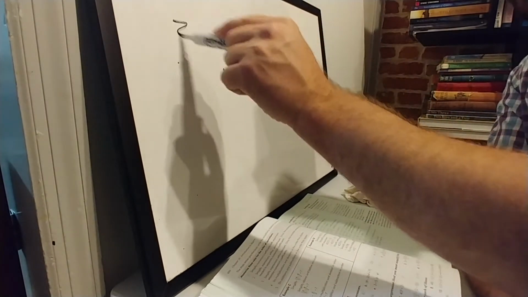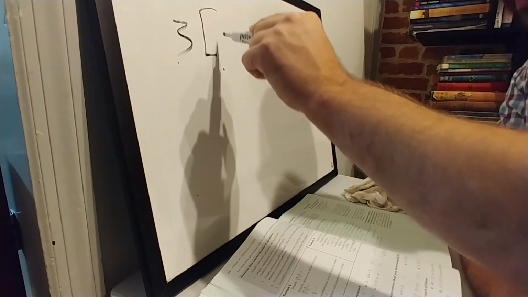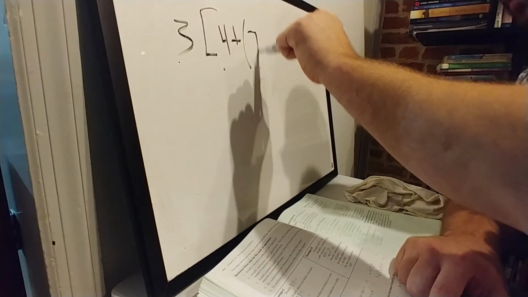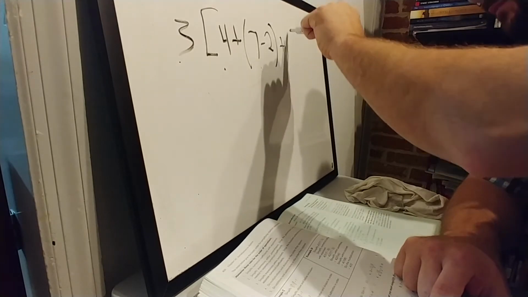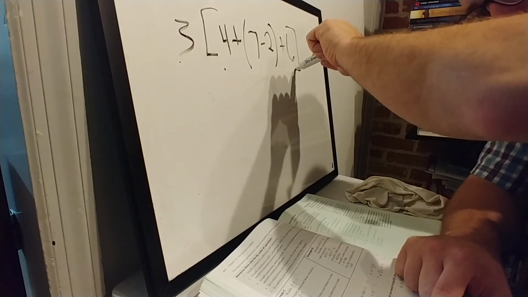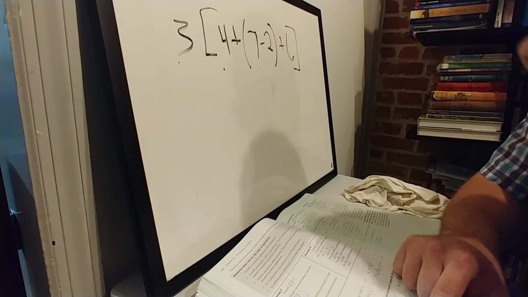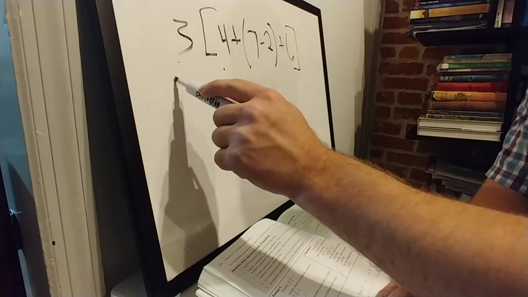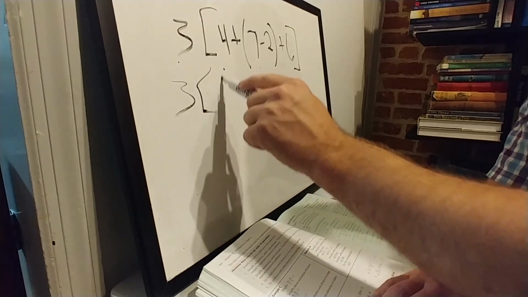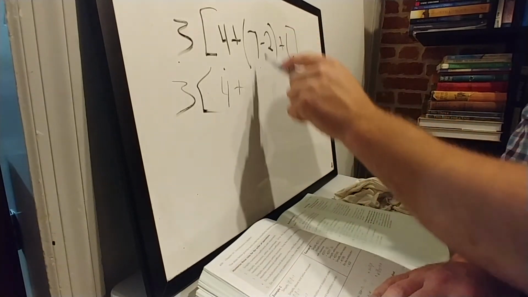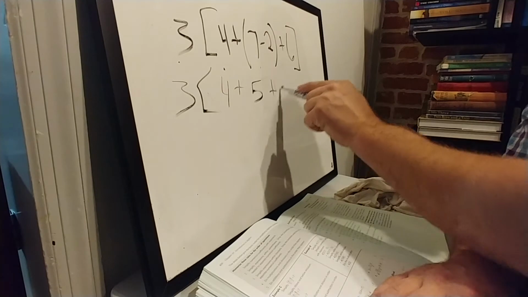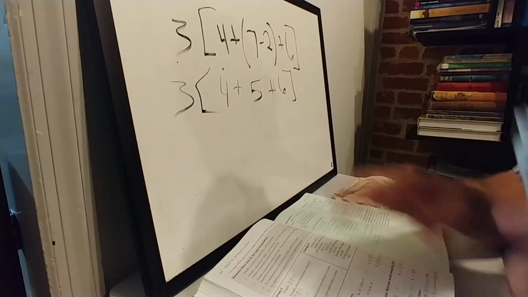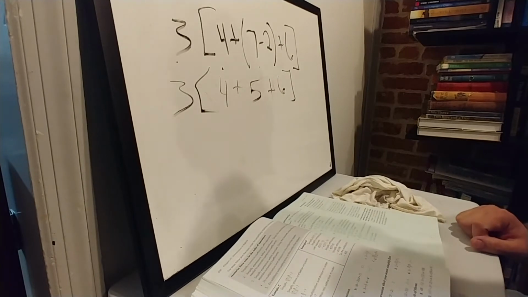All right. So we have 3 bracket 4 plus 7 minus 2 in parentheses plus 6 bracket. Okay, so what you do then is you'll go 3, 4 plus, do the one in the parentheses here, that's 5, plus 6. Once you figure it out, you get rid of the parentheses. They don't need to be there anymore.